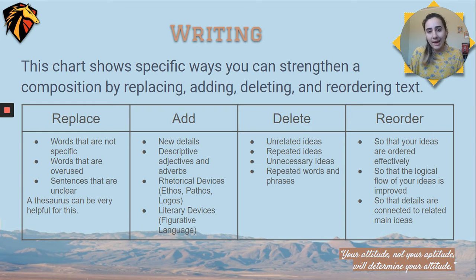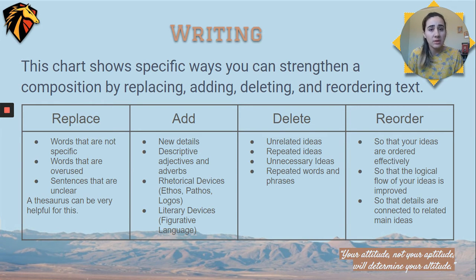The next thing is add. Add new details, add descriptive adjectives or adverbs. What this means is if you feel like a certain paragraph or section of a paragraph is lacking and it's not feeling like your point was well explained or filled out, add new details. Add a sentence that clarifies what you're talking about. Add when it feels like it's missing a little something.